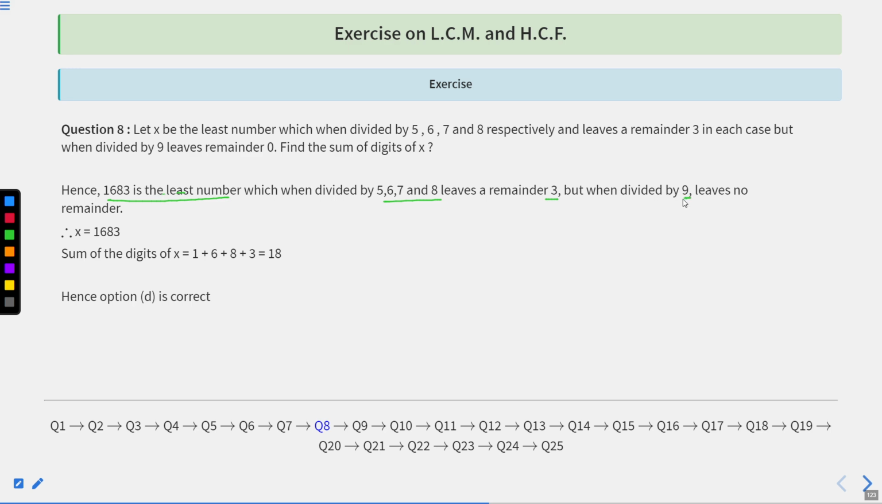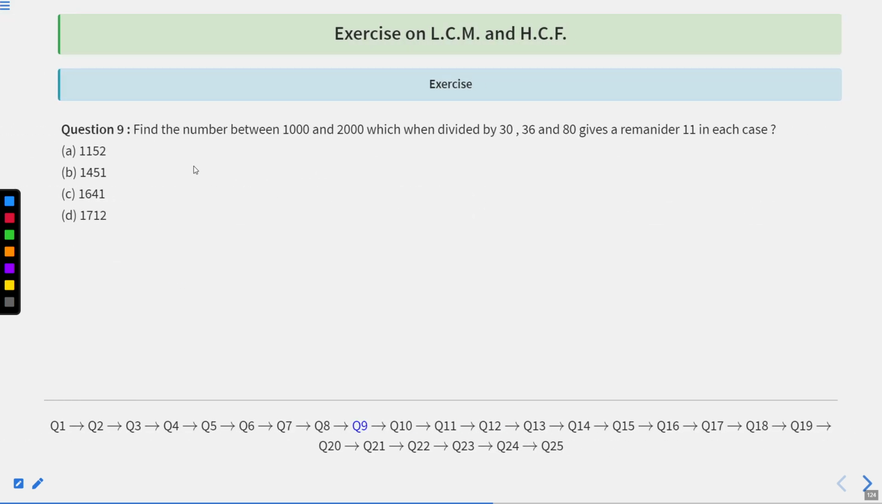But when divided by 9 it leaves no remainder because 1683 is divisible by 9. Therefore, x will be equal to 1683. But in the question, it is asked to find the sum of digits of x. So x is equal to 1683, and the sum of digits of x is 1 plus 6 plus 8 plus 3, that is equal to 18. Hence the correct option here is option number D.